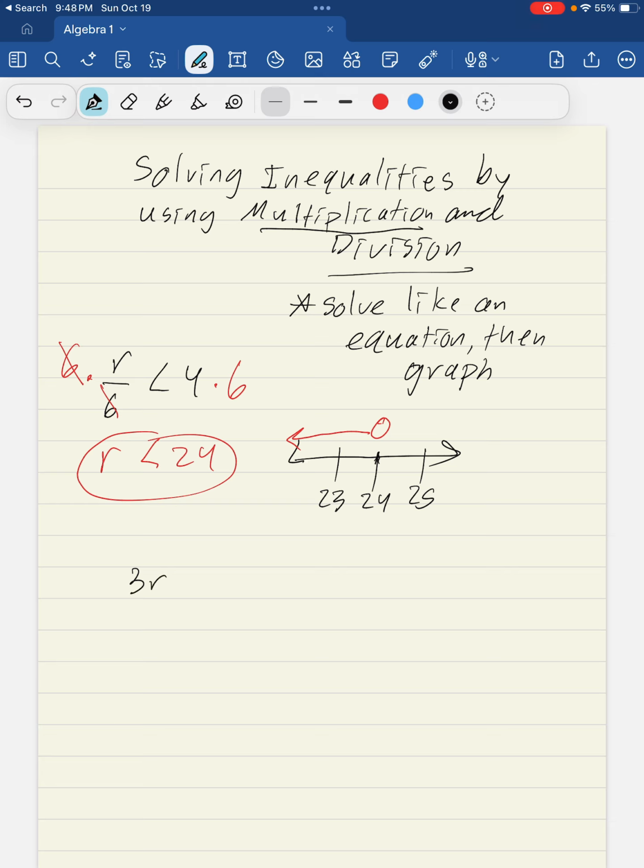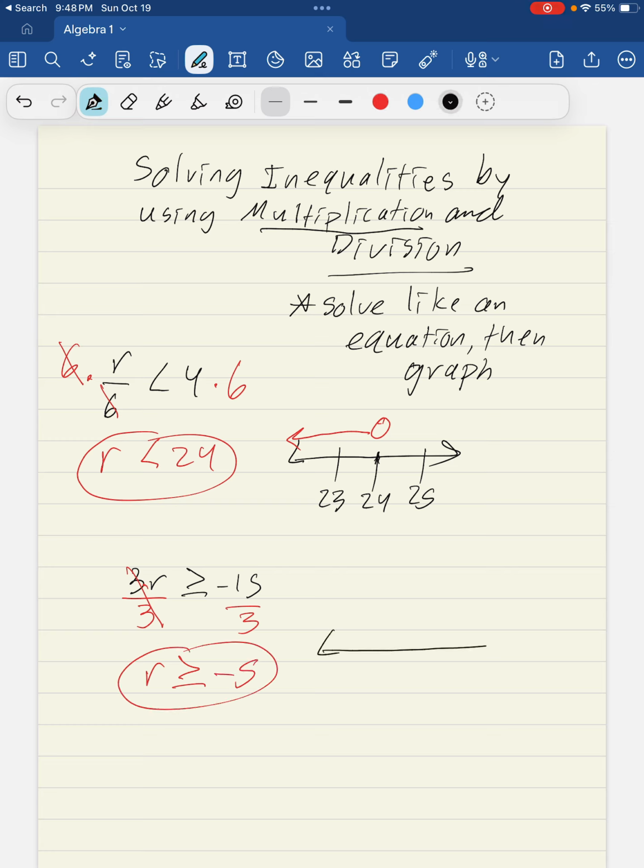3r is greater than or equal to negative 15. We need to get our r by itself, opposite of times. Remember, there's an invisible times in there. We're going to divide both sides by 3. Boom. We have r is greater than or equal to negative 5.